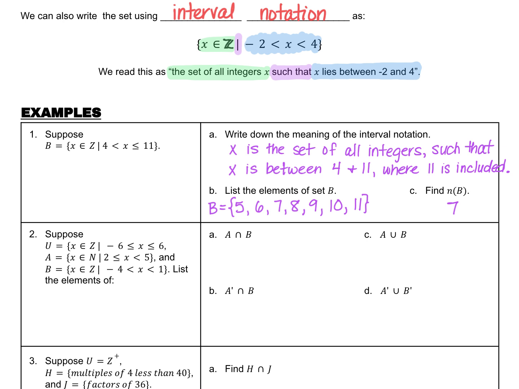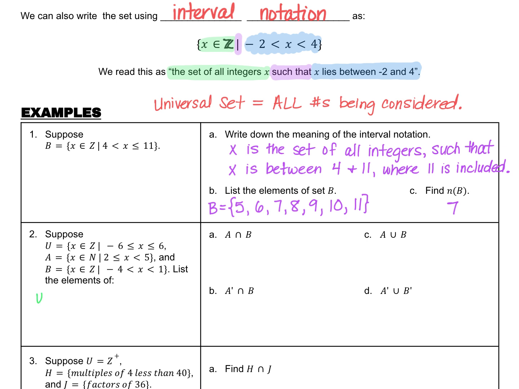Number 2, it says suppose that U, which is your universal set, and remember your universal set is the set of all of the numbers that you are considering. So I'm going to say all numbers being considered. That's what the U means. So suppose that all of the numbers being considered, which is my U, are all the integers from -6 to +6 included.